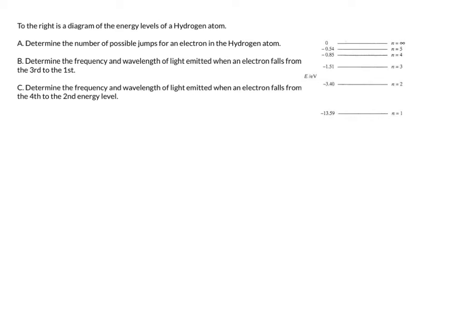So over here on the right-hand side is an energy diagram of all the different energy levels that a hydrogen atom has, where you have the ground floor with an energy in electron volts of negative 13.59, and then the second, the third, the fourth, the fifth energy level, and then whenever you're at n equals infinity or at the zero energy level, that's where ionization occurs. In other words, the electron has enough energy now to escape the nucleus and escape the atom at that point in time. So first question, determine the number of possible jumps for an electron in a hydrogen atom.